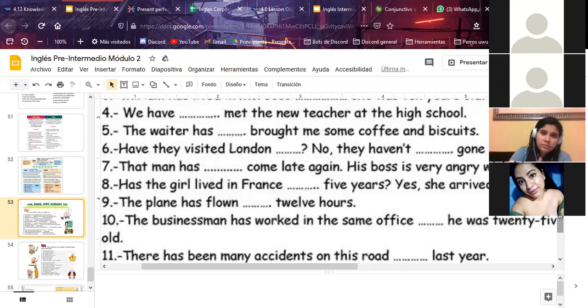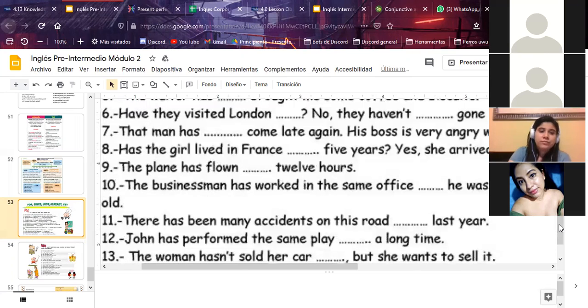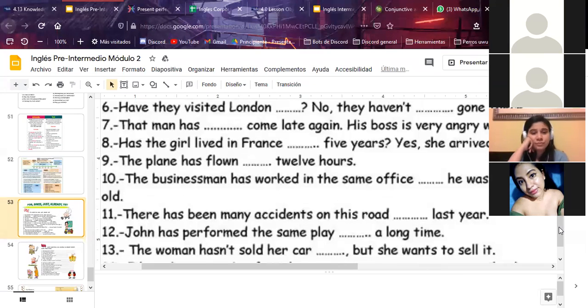As you can see, the sentences are a little bit more complex, right? You are in a conversation and you can say, yeah, we have already met the teacher at high school. If I say that in a sentence or in a movie, it's probably going to sound kind of complex, but it's not that complex. Number six. Have they visited London yet? No, they haven't gone there already. Very good. That is it. Good. What about number seven?